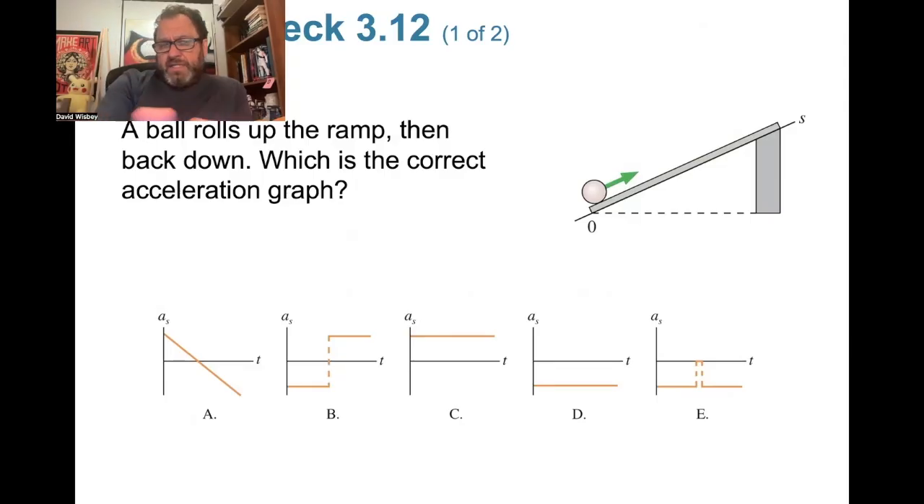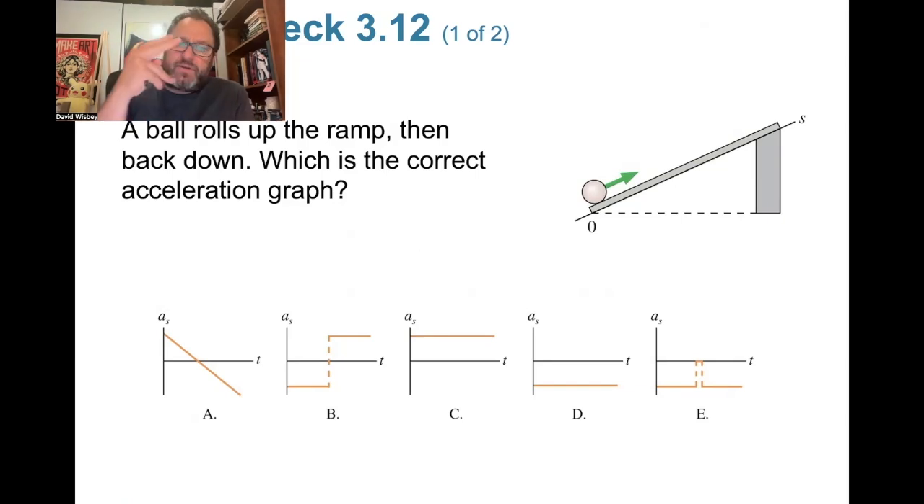Right? You might say, but Dr. Wisby, it's not moving at the very tippy top of the ramp. It's not moving. Isn't its acceleration zero? No. Acceleration due to gravity is never zero. It's constant and it never changes. It's as constant as the North Star.